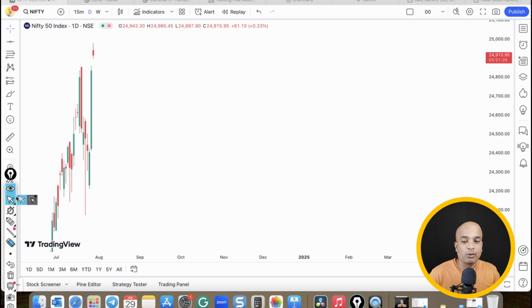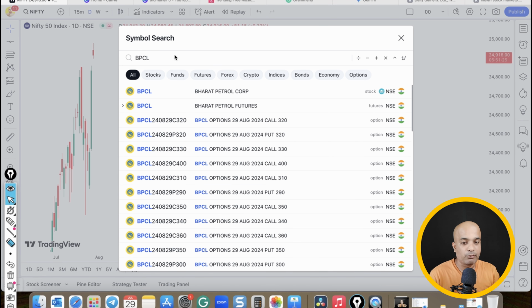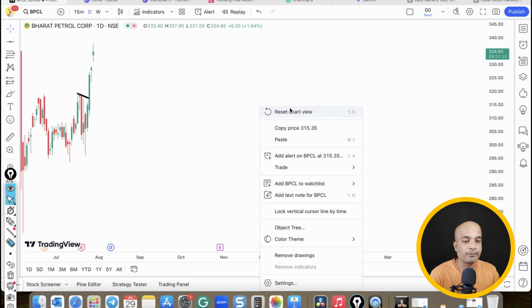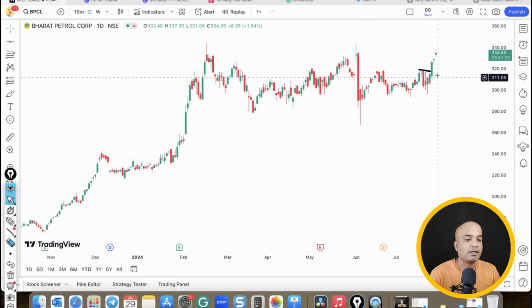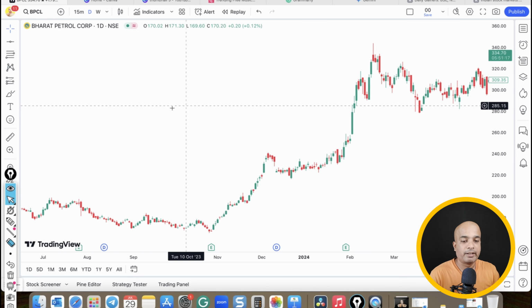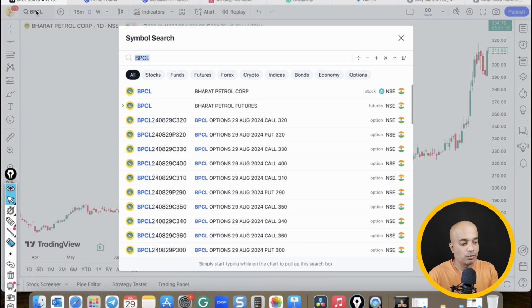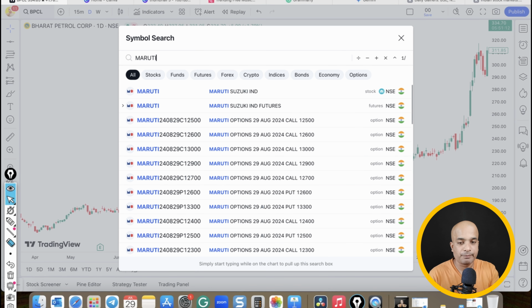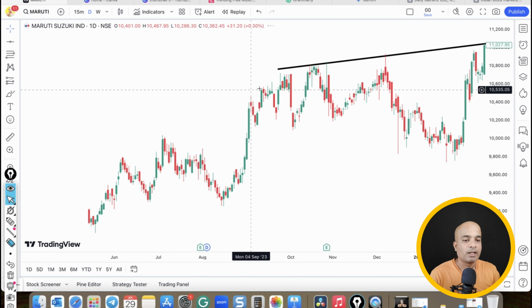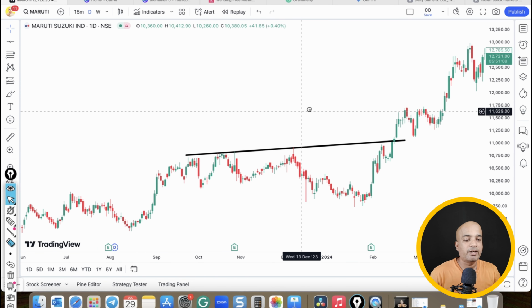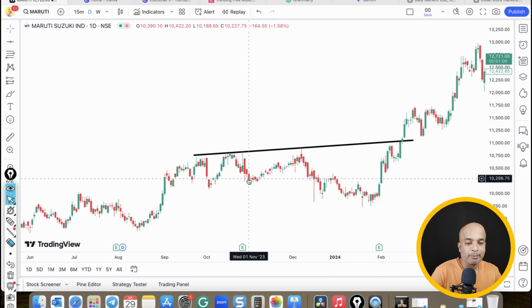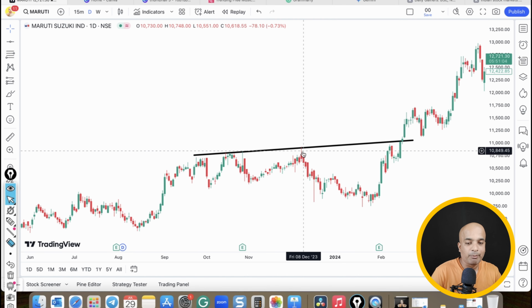See, for example, I will go to the past charts once again. I will go to, for example, BPCL. If there is a breakout trade opportunity, see, the breakout is still happening, so we cannot take this. I will go to, for example, Maruti Suzuki. See here, price came back immediately here, price came back immediately here, price came back immediately here, right?